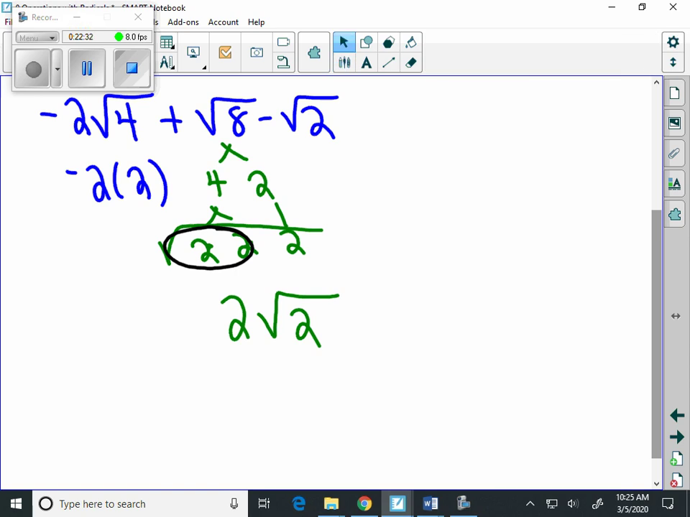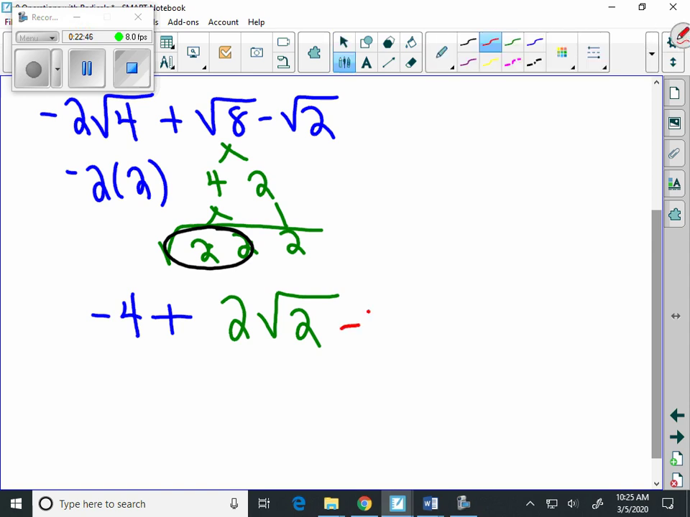And if we go back and look at our blue, negative 2 times 2 is negative 4. So now we've got negative 4 plus 2 square root of 2. And this last term is minus the square root of 2. It's this one right there. And once again, a reminder, when there's no number in front of the square root, it's a 1.